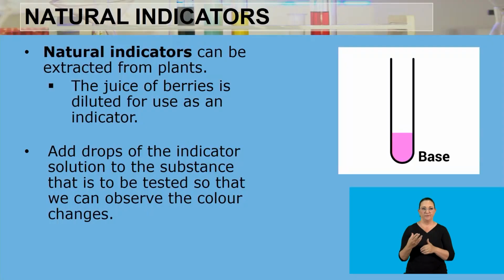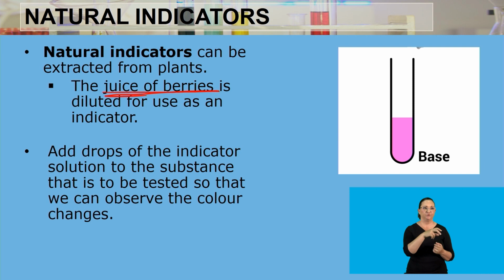So we have different types of indicators. We have natural indicators and we also have man-made indicators. Now, what is the difference between the two? Natural indicators can be extracted from plants. For instance, we can use the juice of berries.